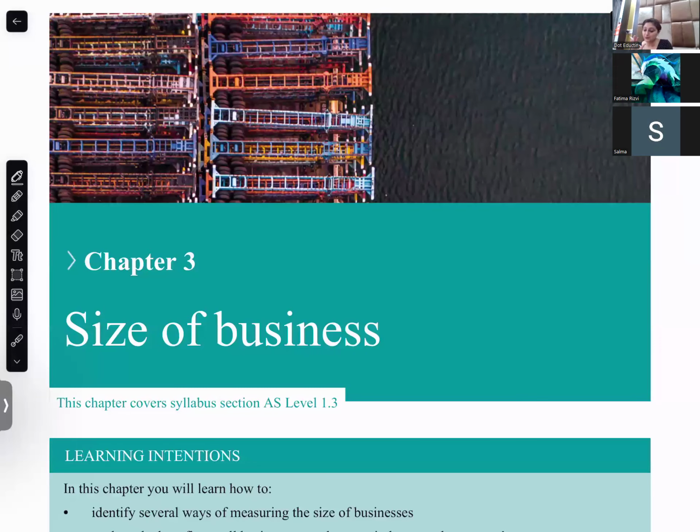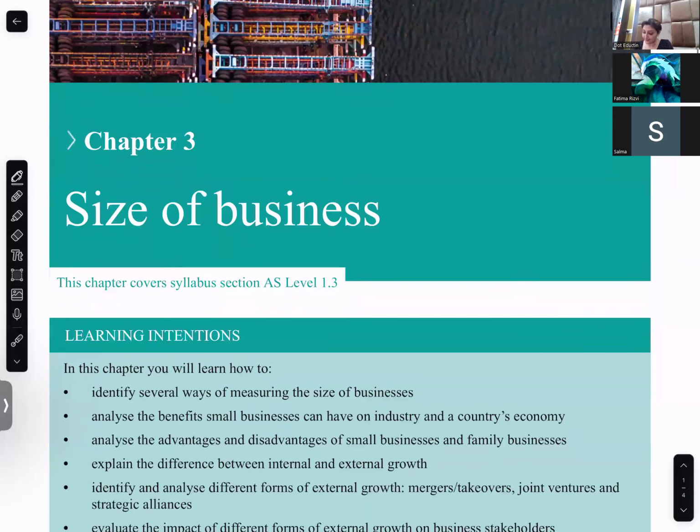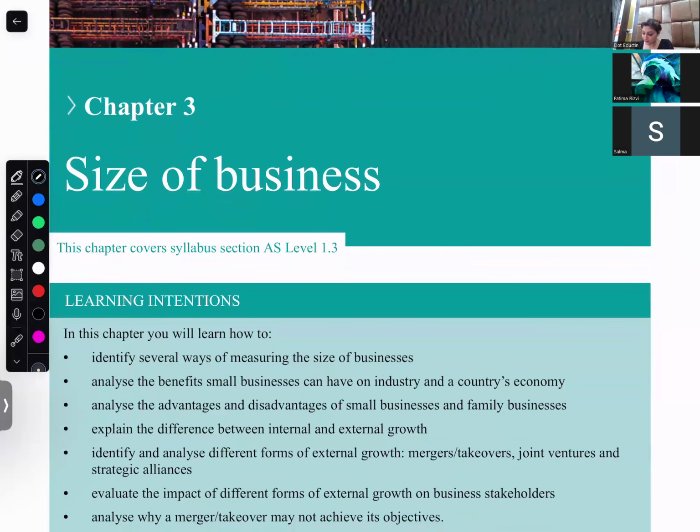So we are doing chapter 3 of Business AS Level, and the name of this chapter is size of the business. Are you with me? Yes, miss. What do you understand by size of business? Like a bigger, larger business with more employees or a smaller business with fewer employees. Okay. So you say that size of the business means if it's a bigger business, it will have more employees. If you have more employees, it's a big business. And if you have fewer employees, it is a small business. This is what you're trying to say?